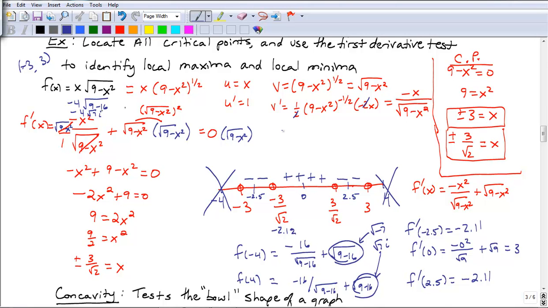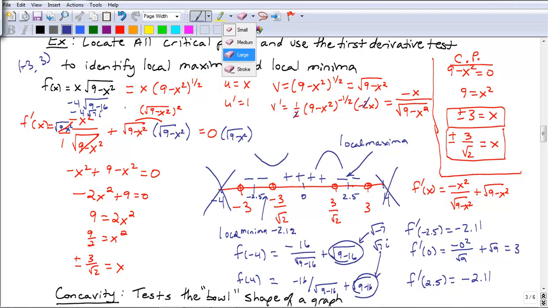But now I know from the first derivative test that this was decreasing, then increasing. So that has to be a local minima, and that happens at negative 3 over root 2. This was increasing and then decreasing, so it must be a local maxima that happens here. So I figured out a bit about this. I'm going to erase this part here that has me solving the derivative.